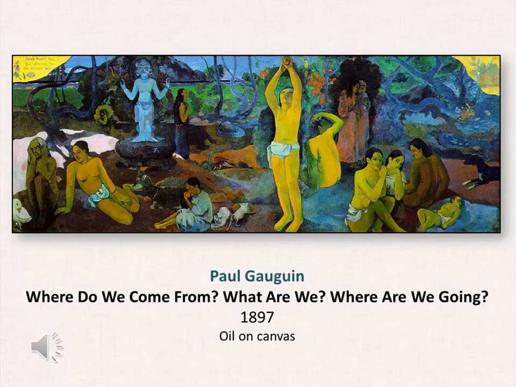Looking for a society more simple and elemental than that of his native France, Gauguin left for Tahiti in 1891. In the way of many languages, the painting should be read from right to left. The three women on the right with a child represent the beginning of life. The middle group symbolize the daily existence of young adulthood. The final group on the left shows an old woman approaching death.